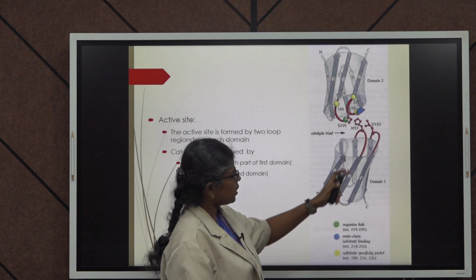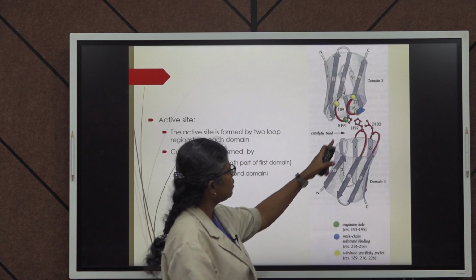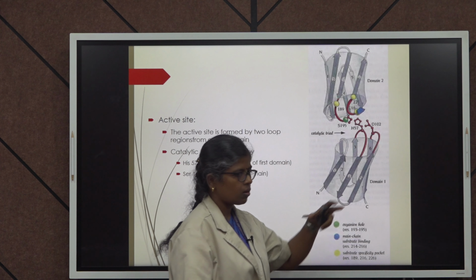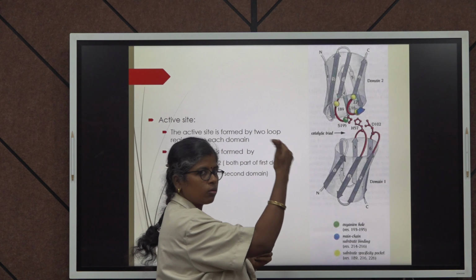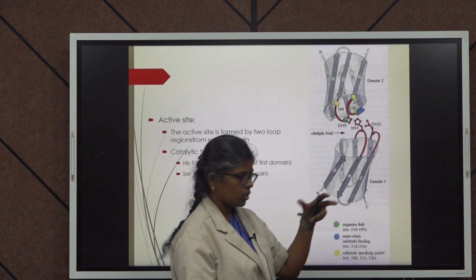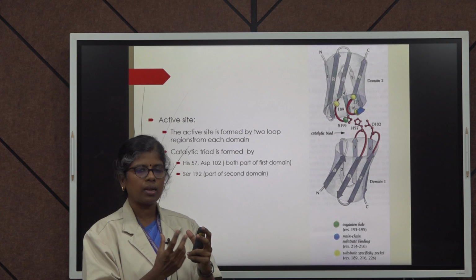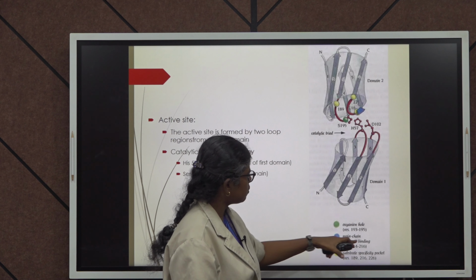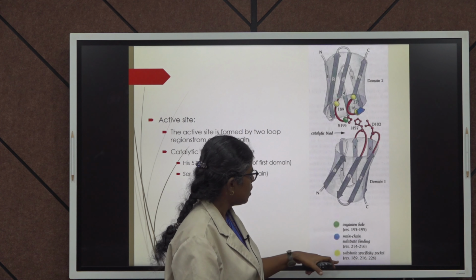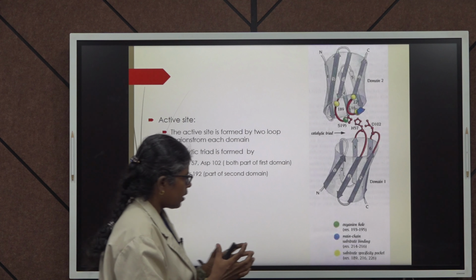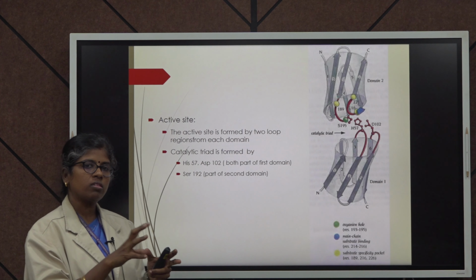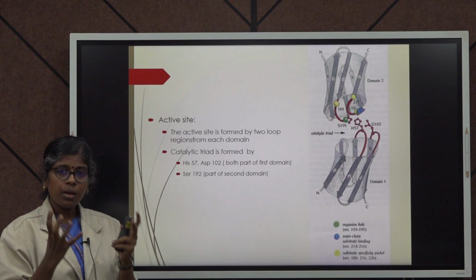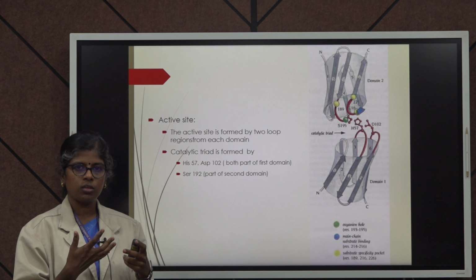And these are the 2 domains in a beta barrel representation. We can see serine, histidine and aspartic acid. Aspartic acid and histidine are part of the second domain, whereas serine is part of the first domain, and all of the 3 come together in the 3-dimensional structure, forming the catalytic triad. This is the site of main chain substrate binding. This blue region you can see is the main chain substrate binding region, and this is the specificity pocket where the R group of the substrate at the scissile bond can go and fit into. So, this is how the 3-dimensional structure of a protein enables it to do its function.